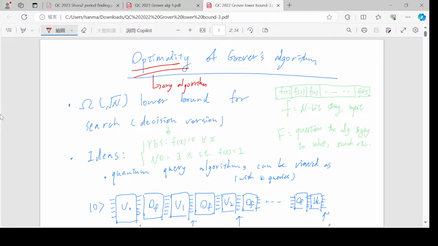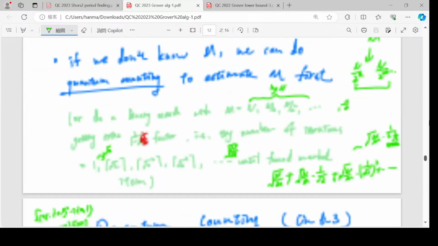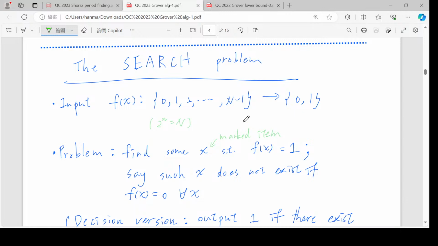But first there is some confusion about this. We say it's a lower bound for Grover's algorithm, but that is not actually precise. What we are actually lower bounding is the search problem. We are proving the optimality of Grover's algorithm, which means that if you have any algorithm that solves the search problem, and once again let's go up here. So it's about here, right? Yeah, this is the search problem.